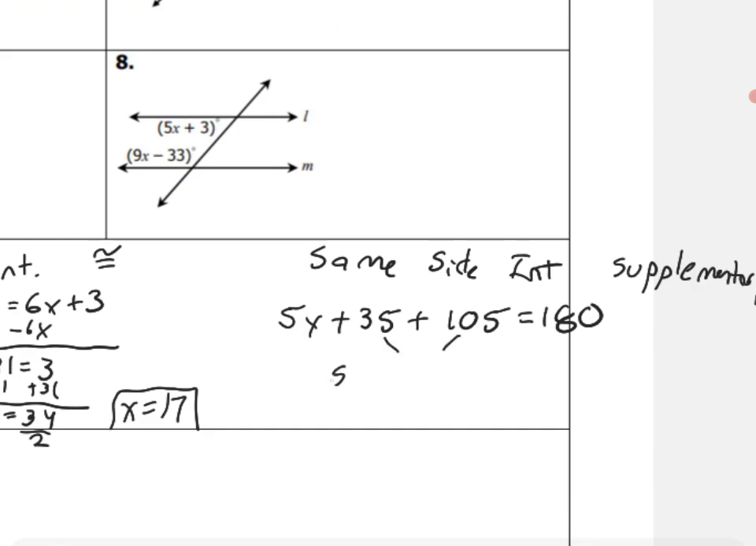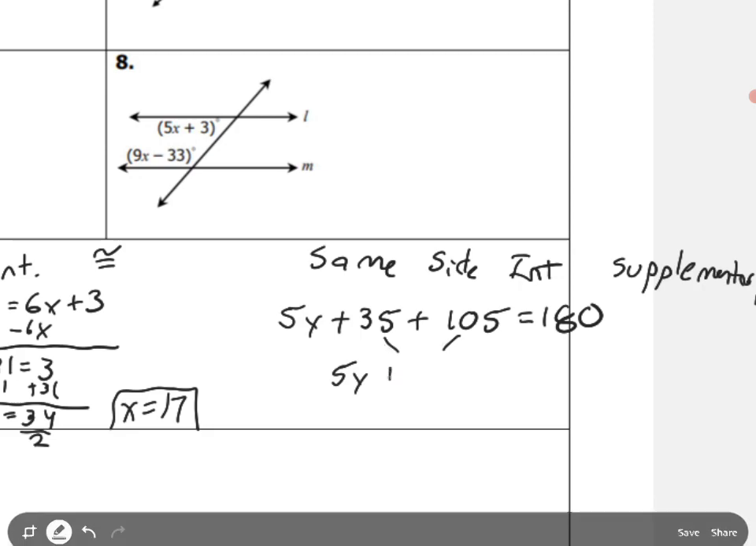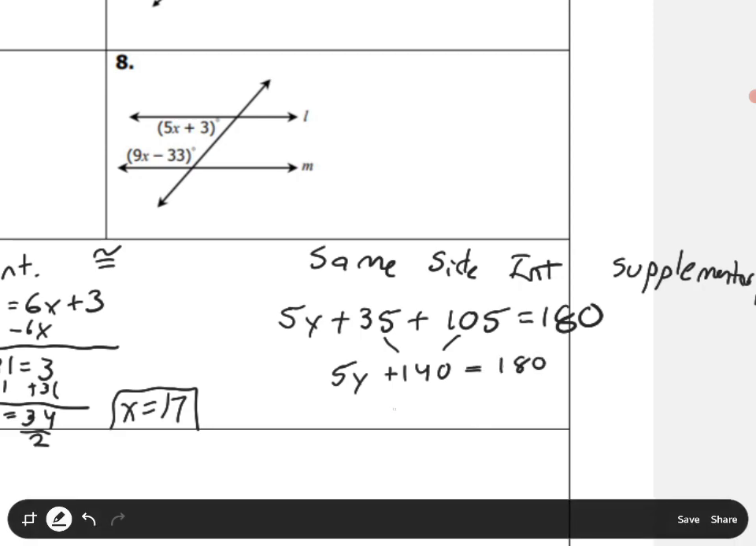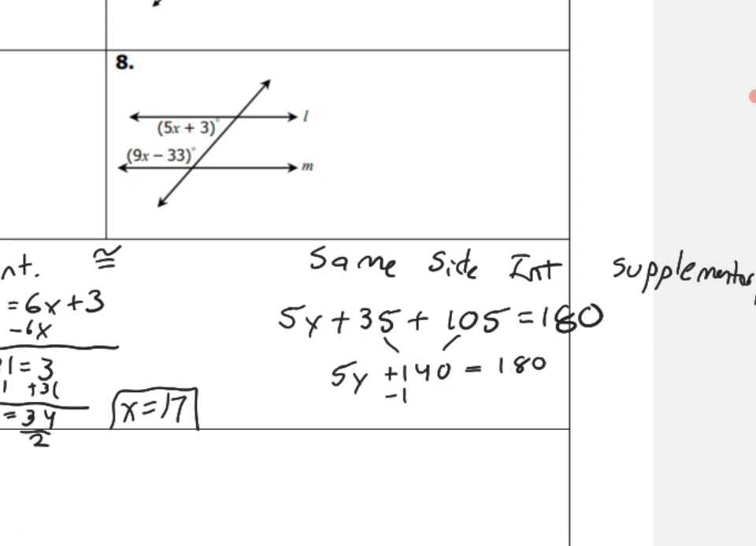So let's combine some like terms first. Let me keep the 5y. 35 plus 105 is going to be 140, and I'll keep everything else the same. Now I have all my y's on the left, so I've got to get all my numbers to the right. So I'm going to move the 140 over.